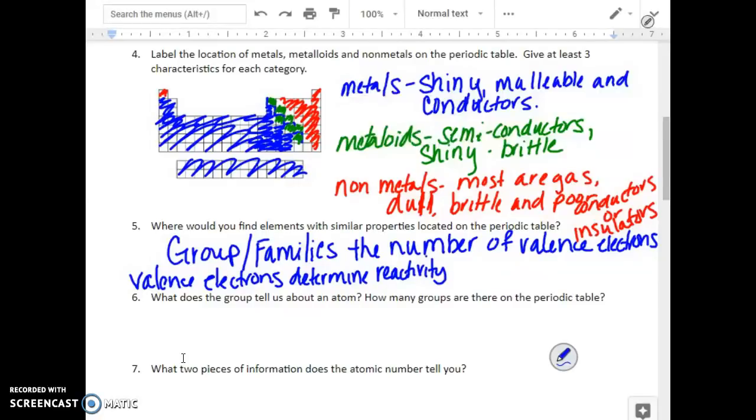So, in order to locate elements with similar properties, you have to look at the groups, which have elements with similar properties.